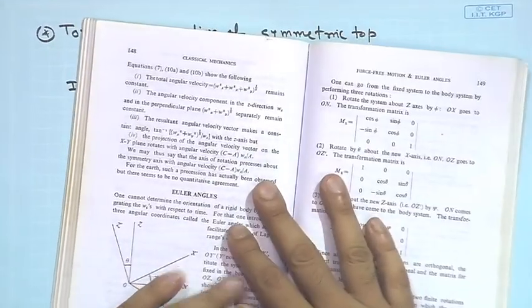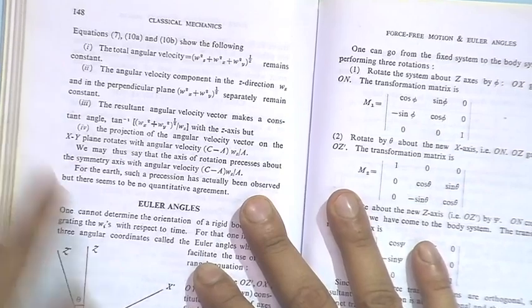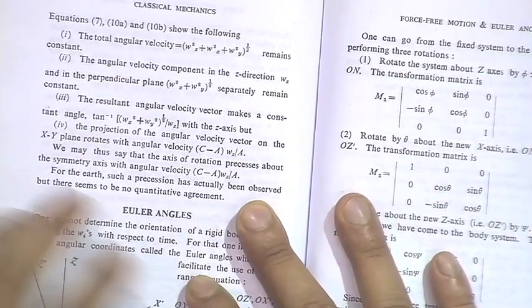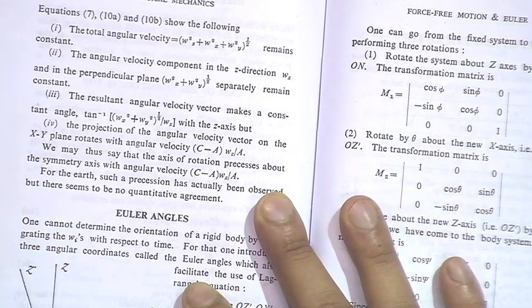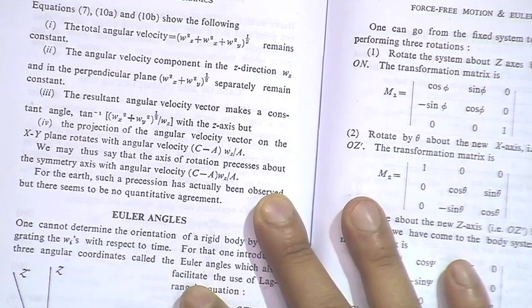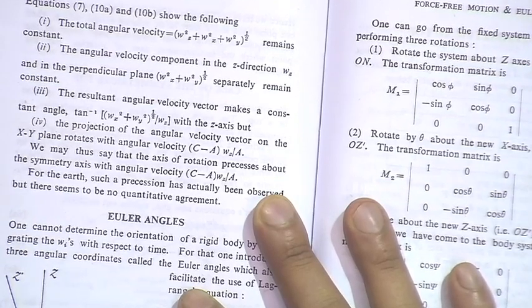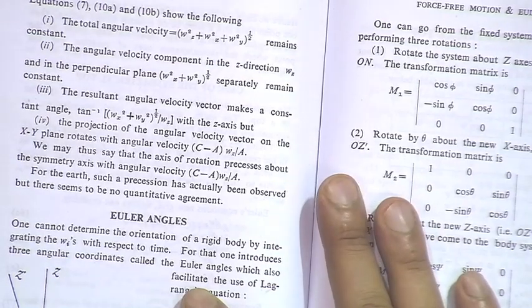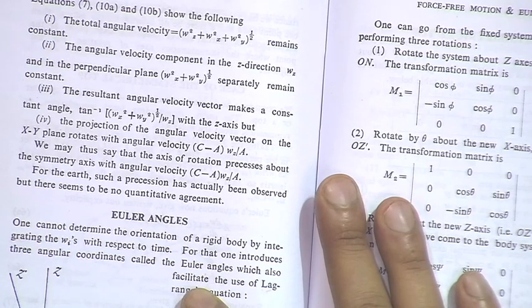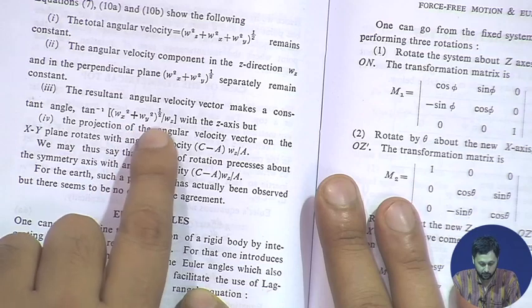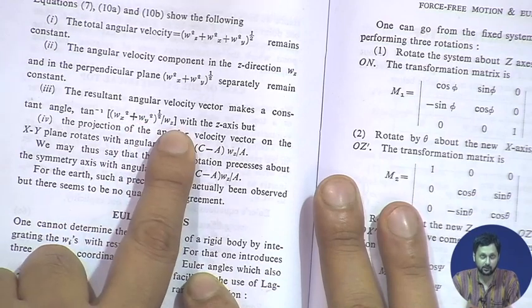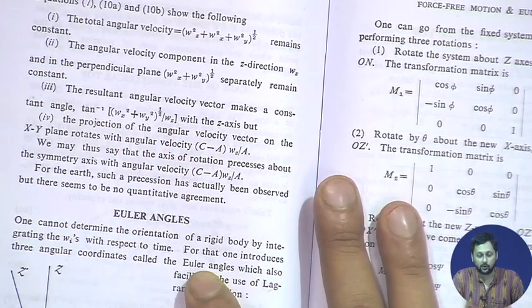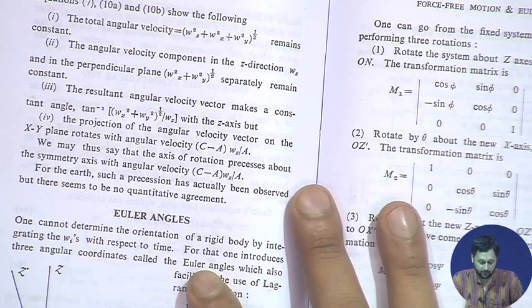The second one, let us stick to the book for some time: the angular velocity component in the z direction, omega z, and the component in the perpendicular plane, the square root of omega x square plus omega y square, separately remain constant. This is also something we have seen. The resultant angular velocity makes a constant angle, tan inverse of (omega x square plus omega y square) to the power half divided by omega z, with the z axis. Instead of omega x, omega y and omega z, we have simply written omega 1, omega 2 and omega 3, but it remains the same thing.